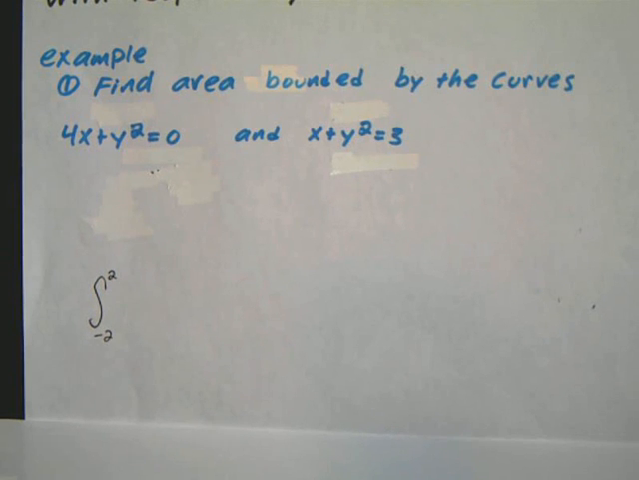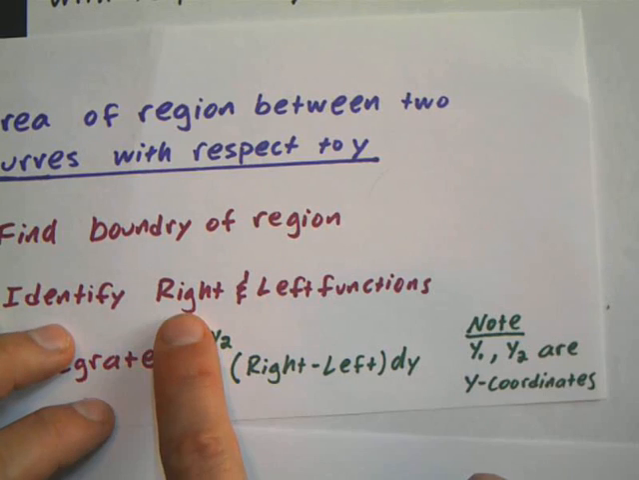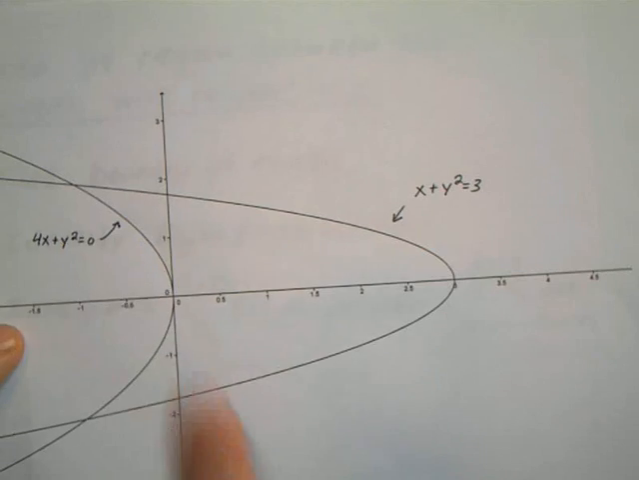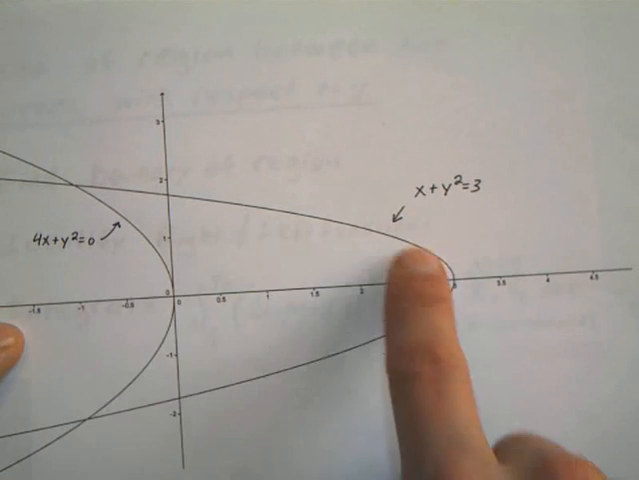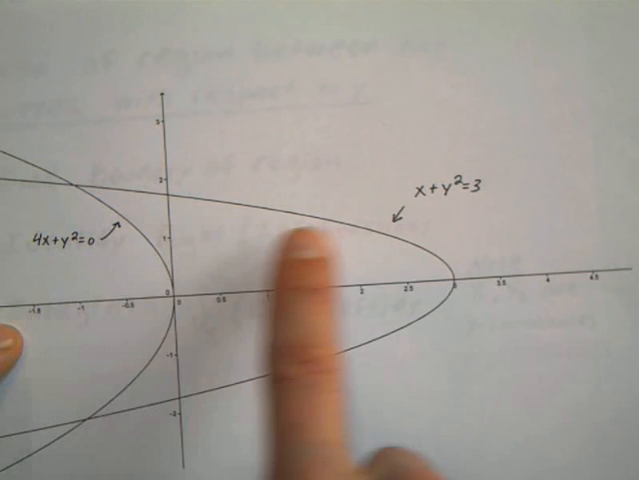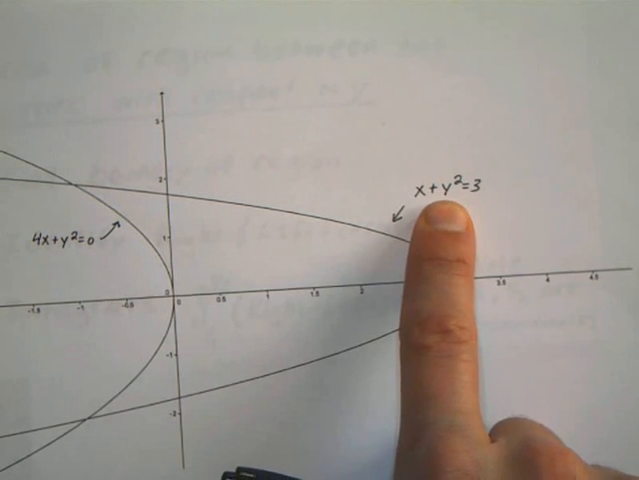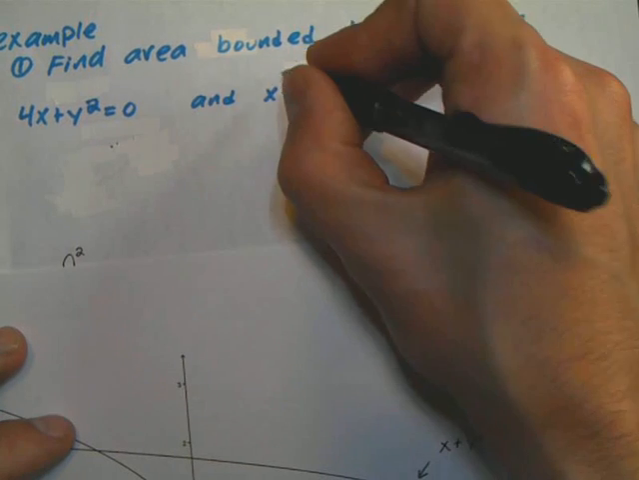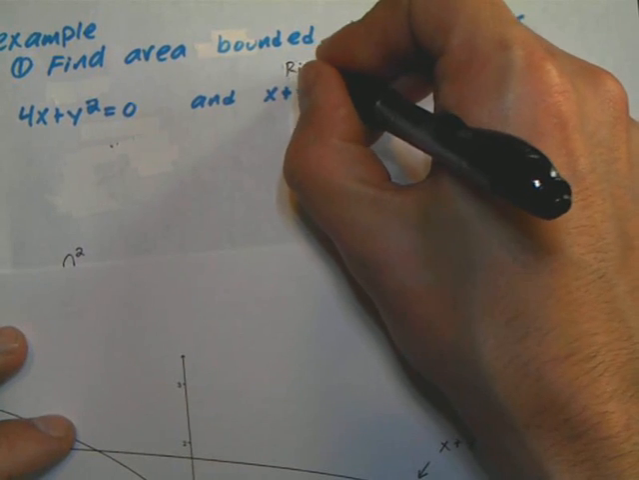Next thing is I have to identify which is the right function and which is the left function. So which curve is always on the right and which curve is always on the left? Well, this is the right curve, and this one is on the left. So this over here is the right, and this over here is the left.